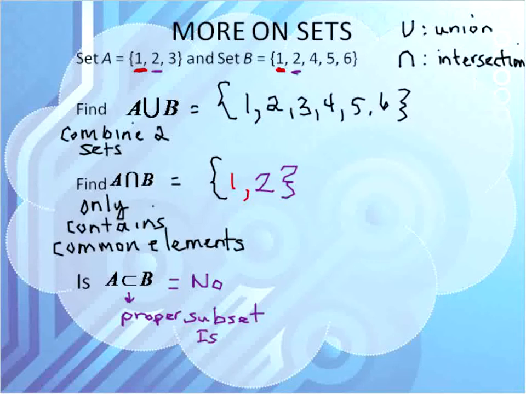So what you're asking is, is every element of A also in B? That's the way you want to look at that symbol when you see it. So if it were B first, is B a proper subset of A? The answer would be no there also, because 4, 5, and 6 are not found in A. So the answer is no if you do it one way or the other.